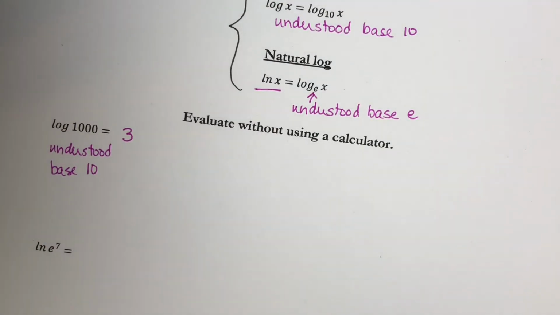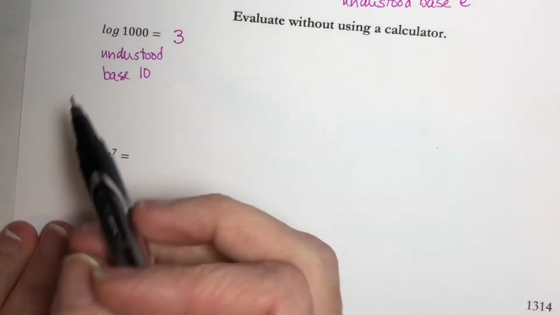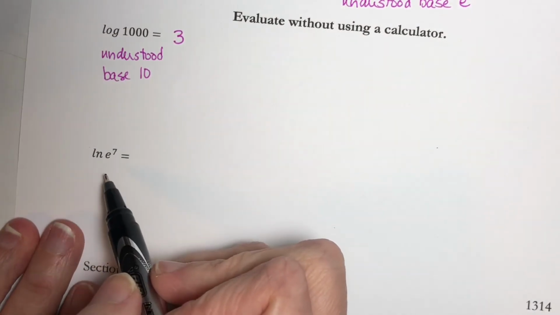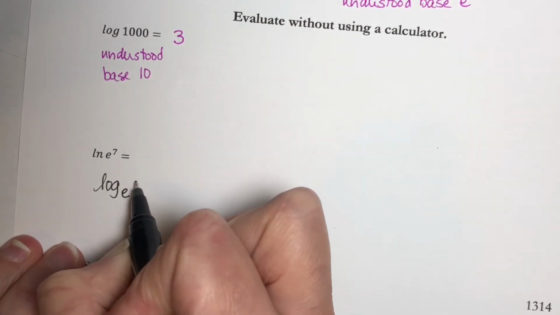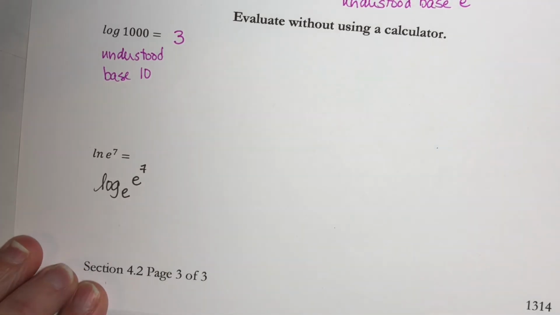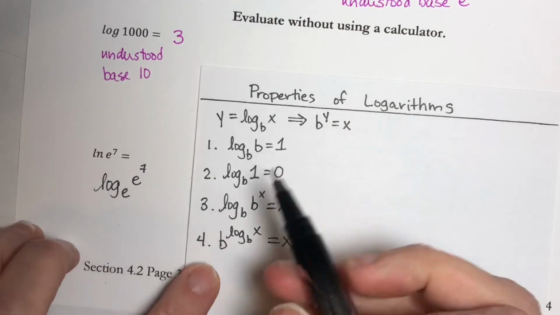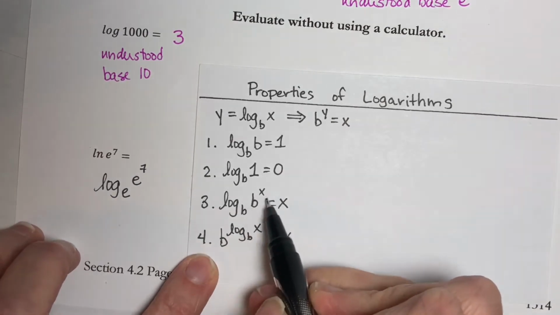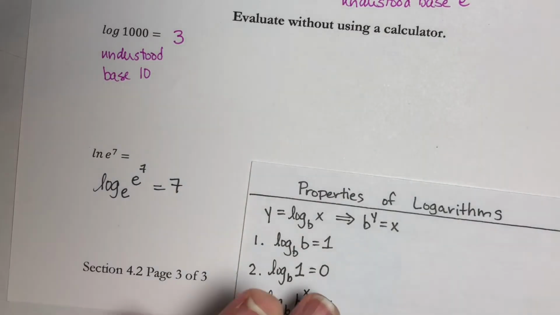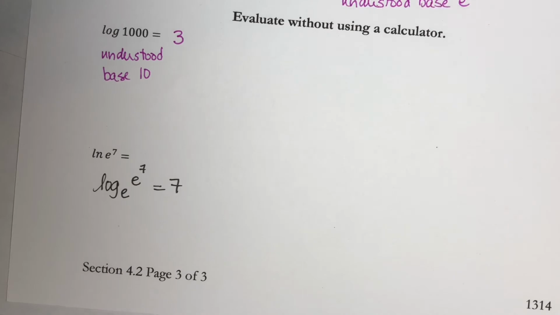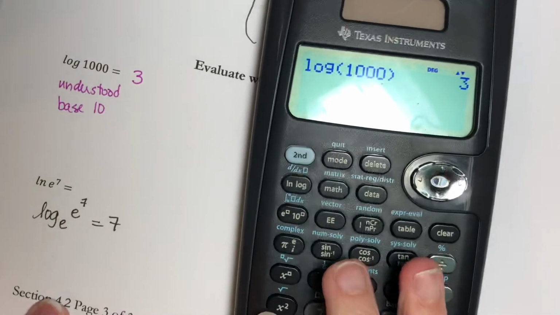Okay. And now ln of e to the 7. We don't even really need a calculator here. This is understood to be log base e of e to the 7th power. Okay. The e and the e, these are the same base. So my answer should just be my exponent, which is 7. Okay, but let's enter this on our calculators just so we can get used to this. It's always important to be comfortable with our calculators.